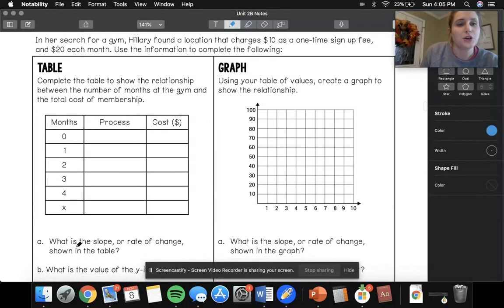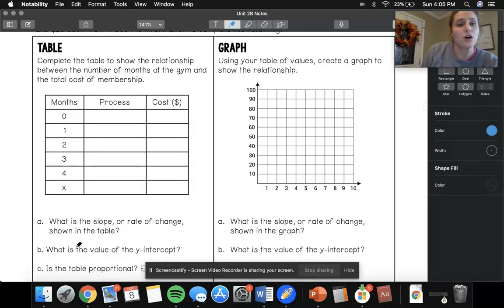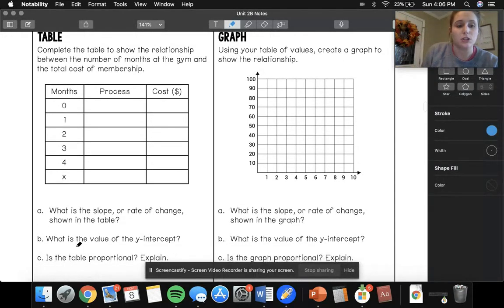Okay, so last time we took notes, we talked about Hillary, and she found this one gym that was $25 a month. Now in her search for a gym, Hillary found a second location that charges $10 as a one-time sign-up fee, and then just $20 a month. So we're going to use this information to complete the following just like we did before.